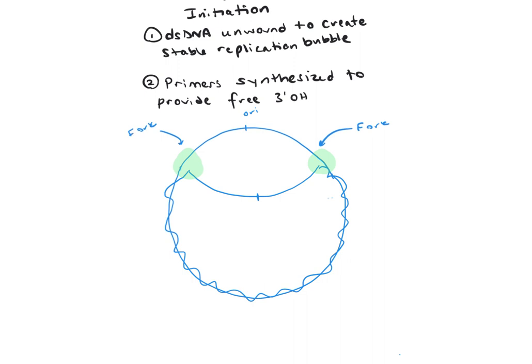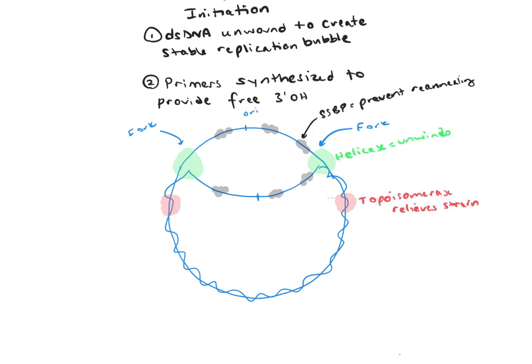Okay, so another enzyme called topoisomerase is going to be acting ahead of the forks to relieve any strain that is put into the DNA strand when helicase unwinds the DNA. Another protein that's needed is single-stranded binding protein. So this protein will bind to single-stranded DNA to prevent it from re-annealing to itself. So it's keeping it from forming those complementary base pairs and closing up the bubble. So again, that's essentially the first part of initiation.